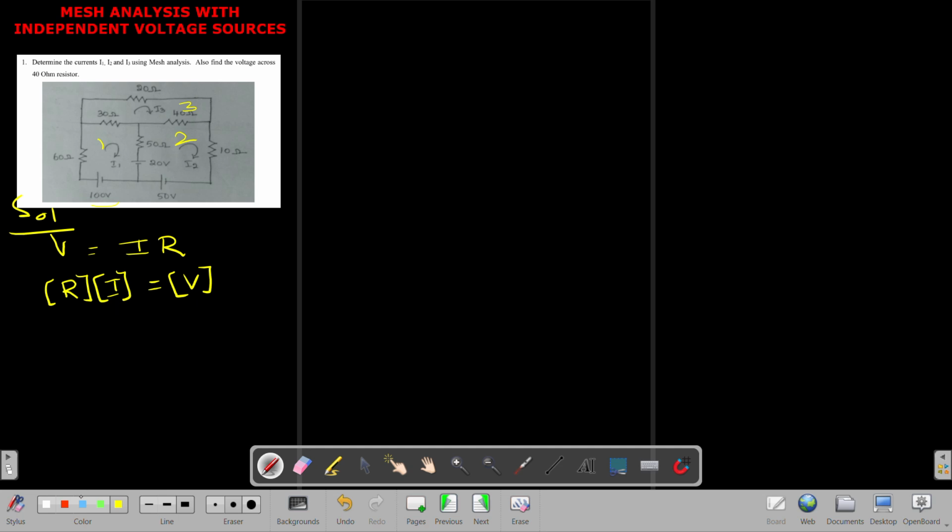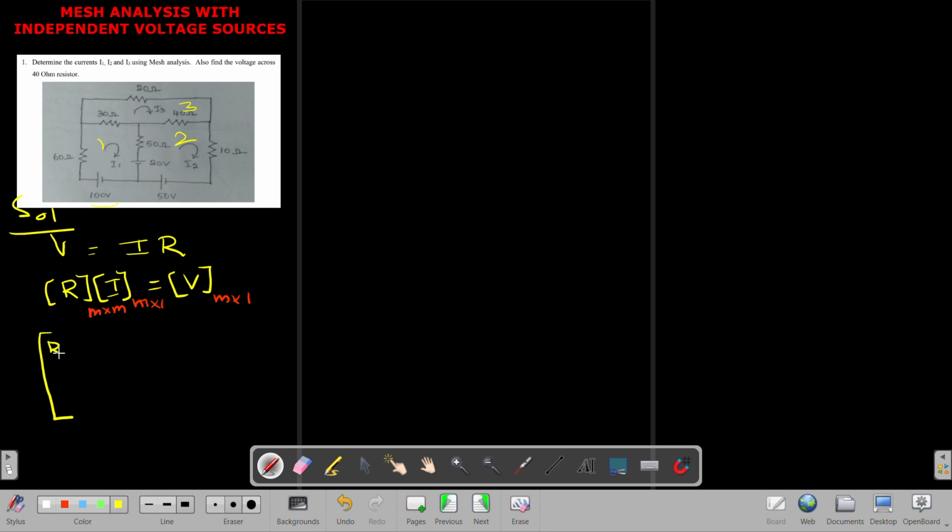The sizes of these matrices follow this way. The size of the resistance matrix will always be M cross M, where M is the number of meshes, the current matrix size will always be M cross 1, and the voltage matrix size will always be M cross 1. For this problem, the number of meshes is 3, so the resistance matrix is going to be a 3 cross 3 matrix. If I put it in matrix form, this is the general format of the resistance matrix. 3 cross 3 means a total of 9 elements.